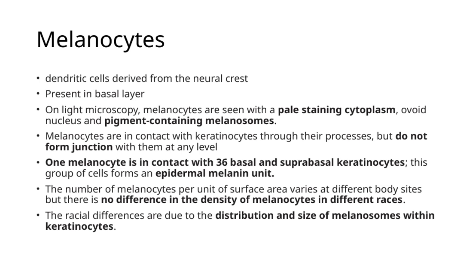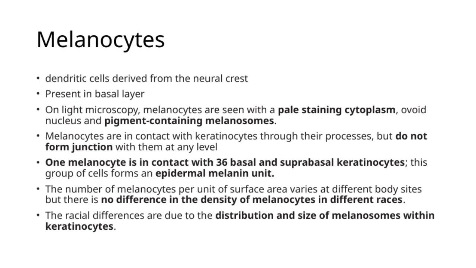Typically, one melanocyte interacts with about 36 basal and suprabasal keratinocytes, forming what we call an epidermal melanin unit. It's also interesting to note that the number of melanocytes per unit area of skin varies across different parts of the body. But when comparing different races, the density of melanocytes remains quite consistent. The racial differences in skin color are actually due to variations in the distribution and size of melanosomes within keratinocytes, not the number of melanocytes themselves.